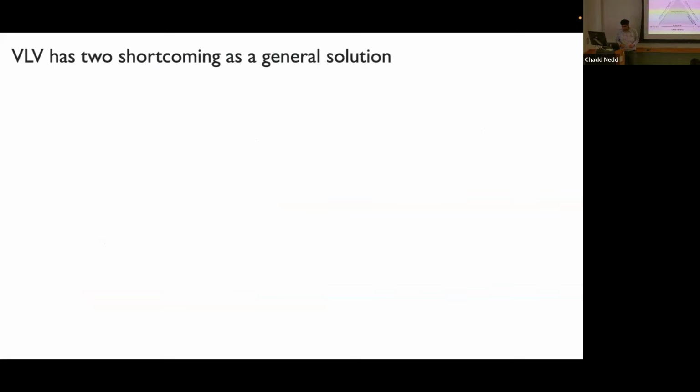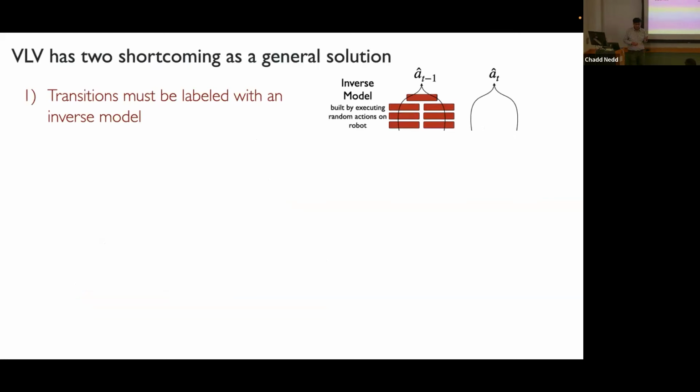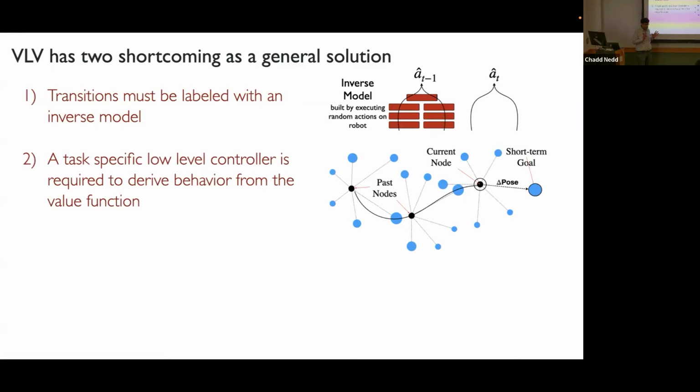Okay. Now, this what I showed you as a general solution has two shortcomings. One, and both were pointed out already, the transitions must be labeled with an inverse model. And in situations, you could argue that the inverse model might not be well defined, or the human and the robot are just behaving so differently that that doesn't work. A second thing is that we're using something quite task specific, and in fact, that task specific thing ended up being useful for learning from this community.